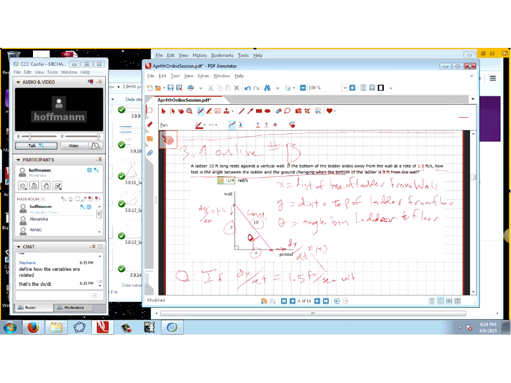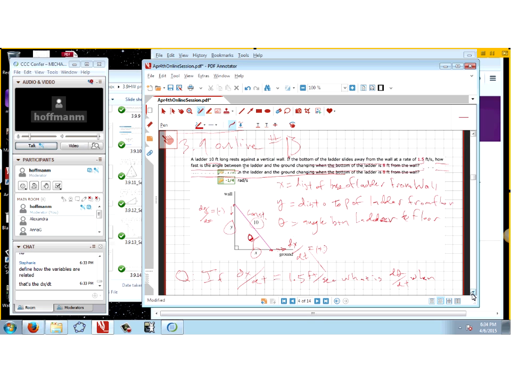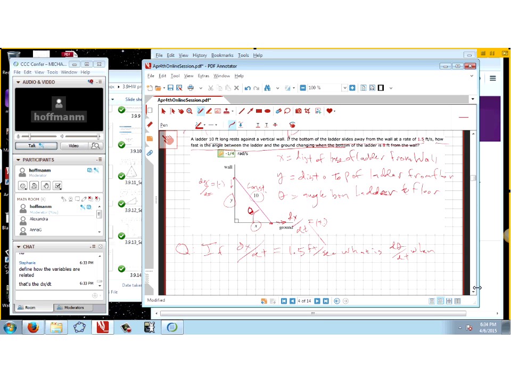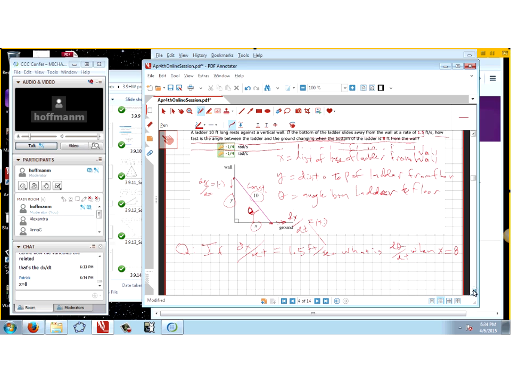Okay, what is dθ/dt when the bottom of the ladder is 8 feet away? What does that mean for the variables? Yes. Okay, when x equals 8, right? Okay, when x equals 8.